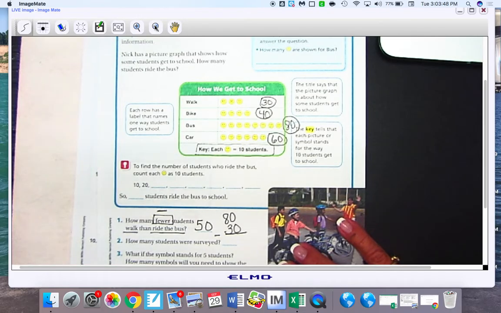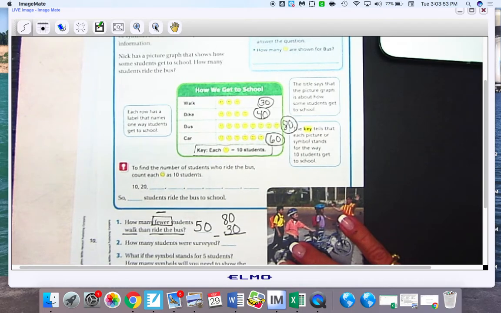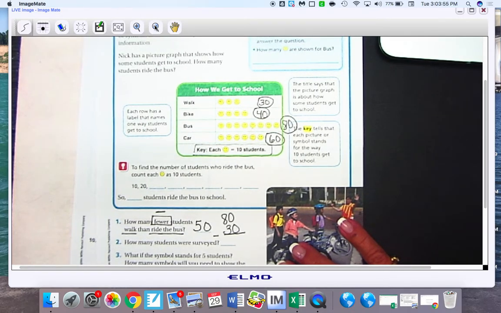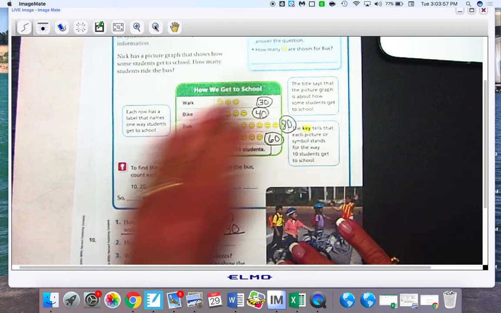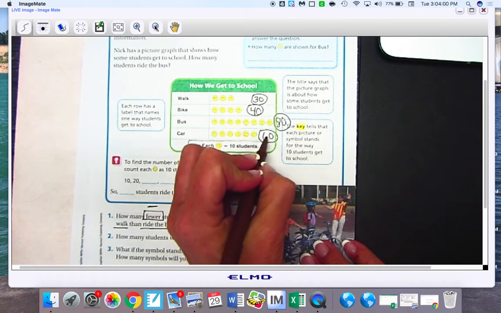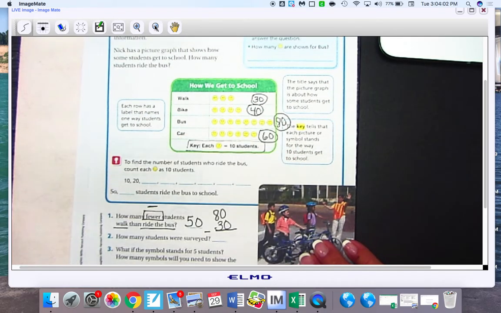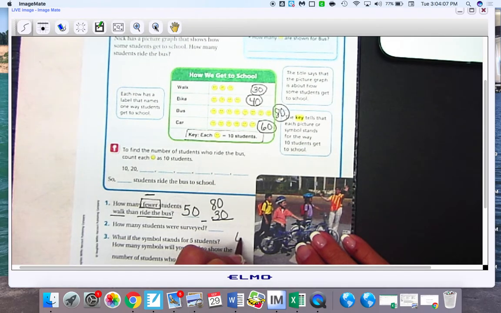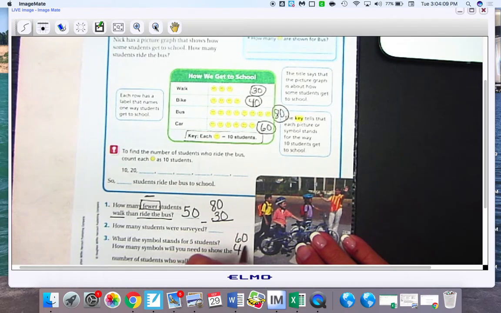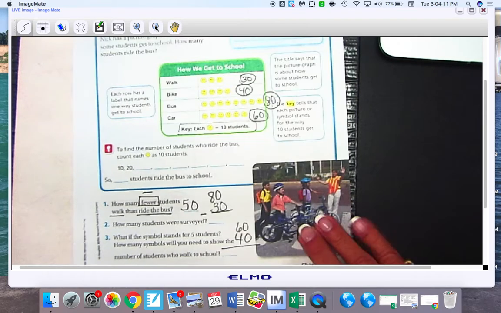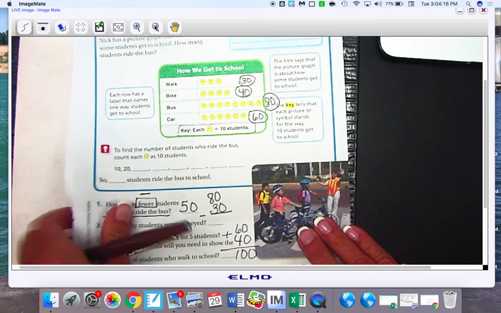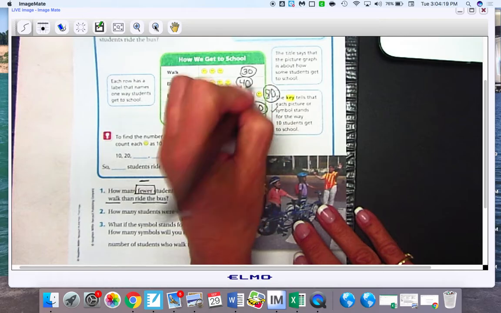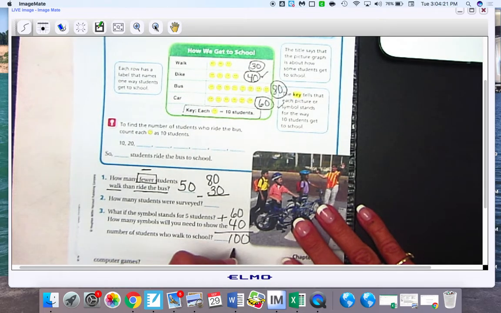It says how many students were surveyed. Surveyed is a fancy way of saying how many kids were asked to participate. So that means I want to know how many kids are here in all. So here's my numbers, 60, 80, 40, 30. Remember, I can add in any order I want. So I'm actually going to add 60 and 40 first, because I know 6 and 4 make 10. So that's 100. That's my 60 and my 40. And then I got to add 80 onto that.